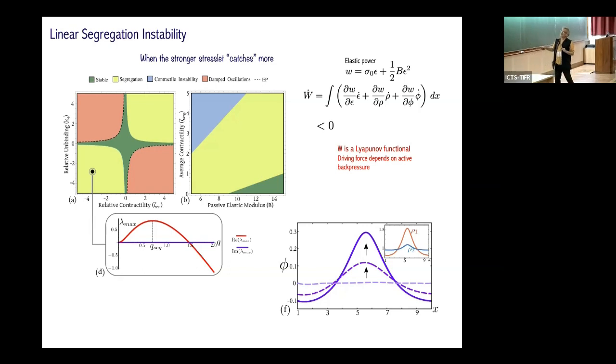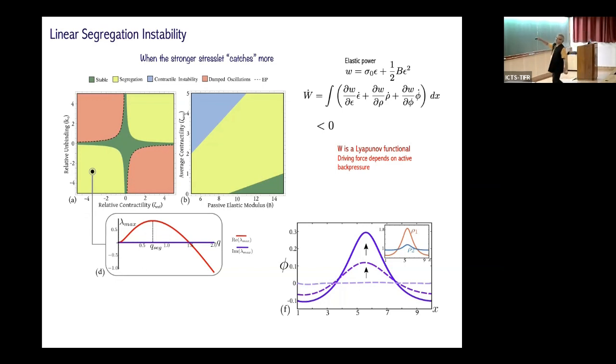In fact, to linear order, one can show that the elastic power defined by that energy density is negative, meaning that the time derivative of this elastic energy is less than 0, meaning that at least to linear order, W is a Lyapunov function, and it drives the instability.